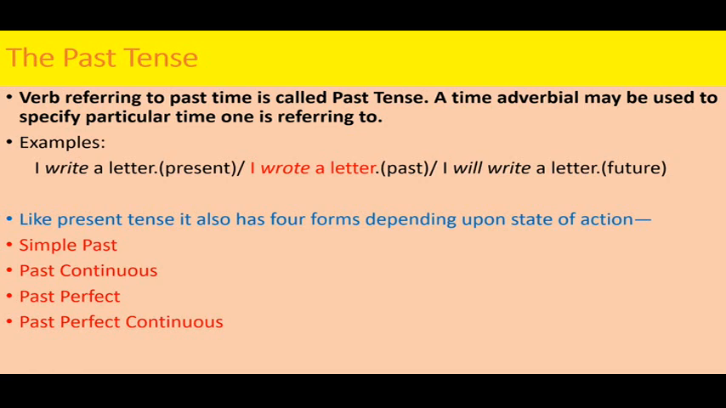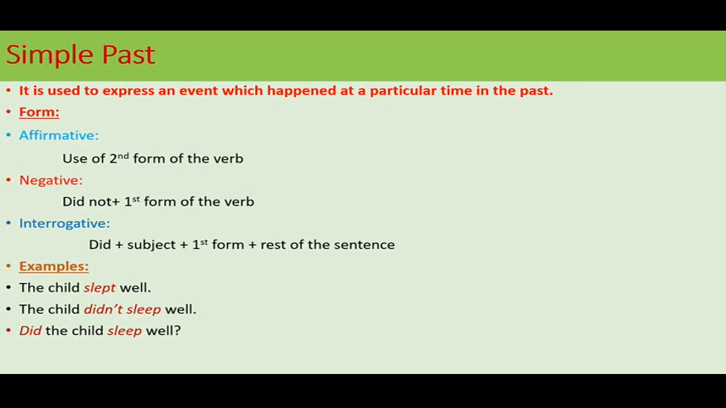Now the past tense also has four forms depending upon the state of action, as we had in the present tense also, and these four forms are simple past tense, past continuous tense, past perfect and past perfect continuous tense. How do we denote the simple past tense? Simple past tense is denoted by the second form of the verb, and it is used to express an event which happened at a particular time in the past.